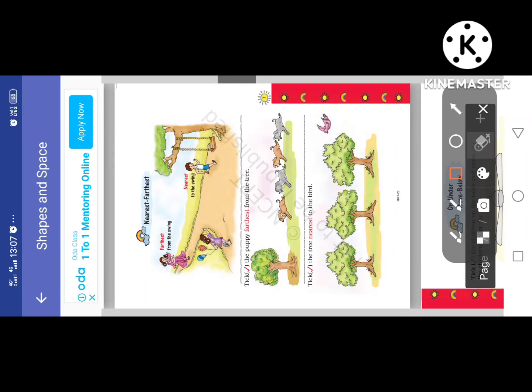Take the puppy farthest from the tree. Which puppy is very, very far away? This one. Take the tree nearest to the bird. Which tree is so close to the bird? This one. Got the answers? Good.